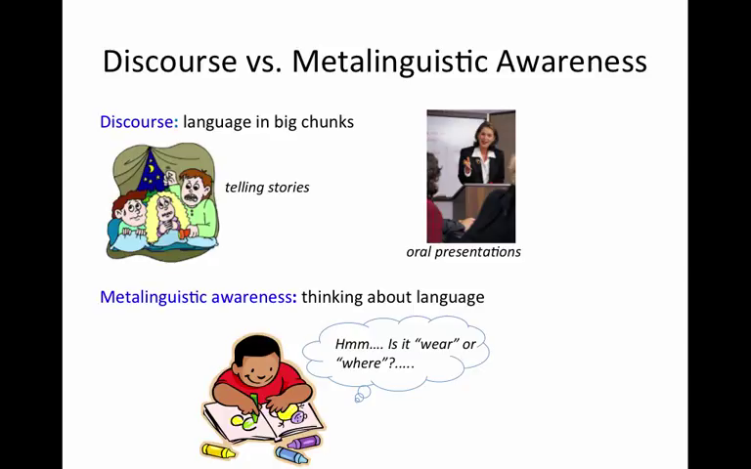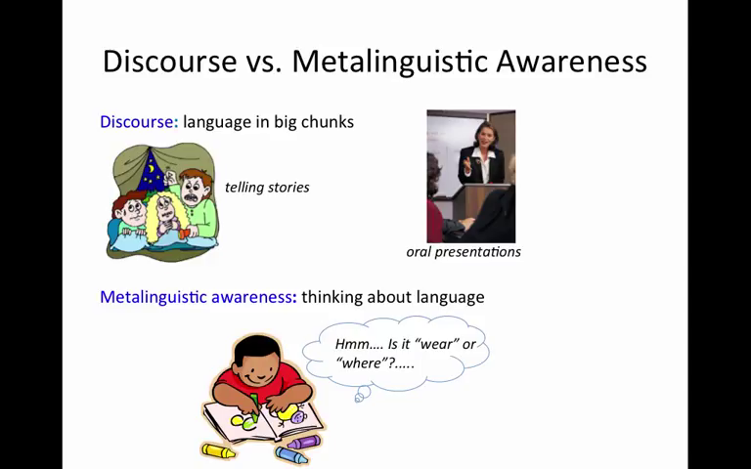Finally, there's discourse and metalinguistic awareness. Discourse is language in those big chunks. It's what's involved when we tell stories, give oral presentations, or engage in lengthy conversations. Being able to generate discourse and process discourse is really important for engaging in conversations and in following the trajectory of ideas as a person is speaking at length.